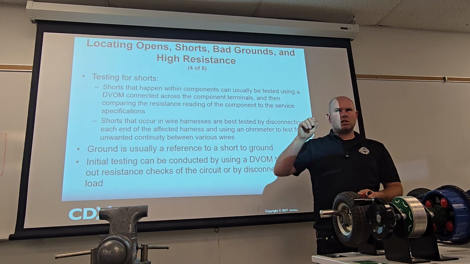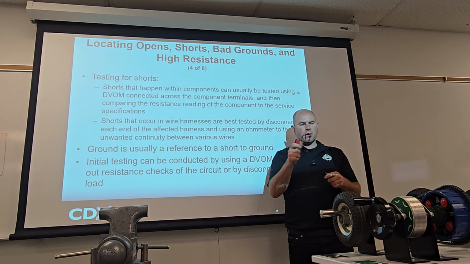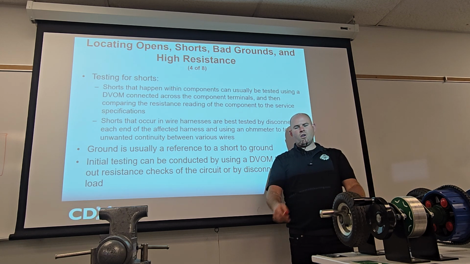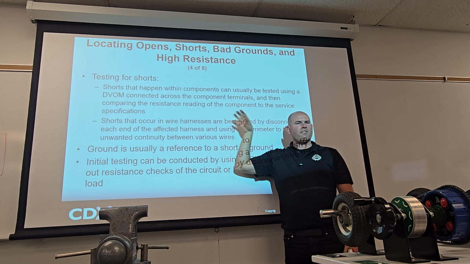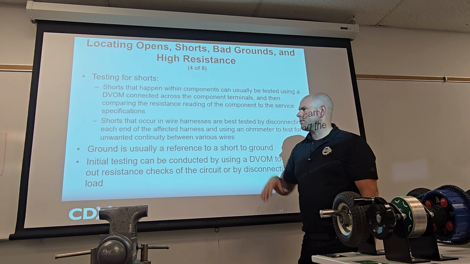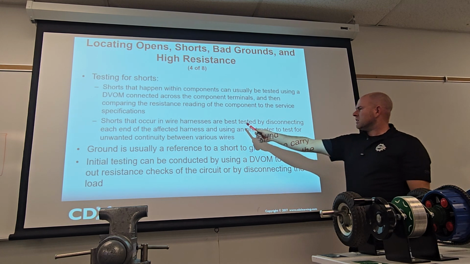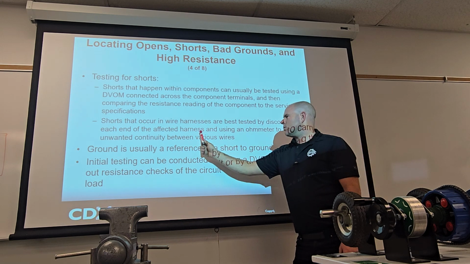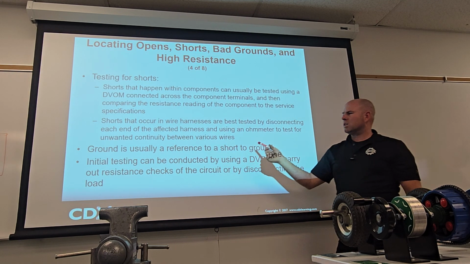It says when your switch is open, it should have at least 10,000 ohms. You open the switch and you check it and it has 2 ohms. Pass or fail? Yeah. That's a total fail. And you'd be like, oh, the switch is shorted. Cool, I got you. That's how you'd use resistance to verify a short of a component. And then the short could occur in the wire harness, which is best tested by disconnecting each end of the affected wire harness, using an ohm meter to test for unwanted continuity.